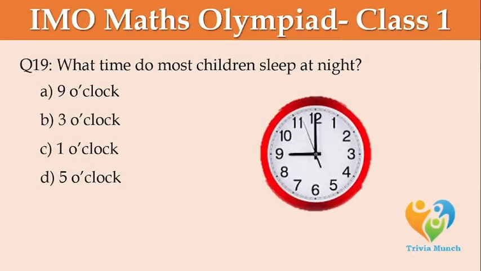What time do most children sleep at night? Option A 9 o'clock, option B 3 o'clock, option C 1 o'clock, option D 5 o'clock.